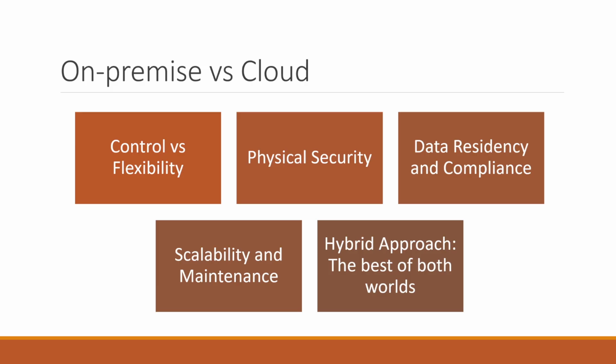Then we've got scalability and maintenance. On-prem is a very manual and slow process to scale, while the cloud is very fast. And so what we normally see here is the hybrid approach. We call it the best of both worlds, where we'll put some stuff on-prem and some stuff in the cloud. Things that are going to be very sensitive to us, we might keep on-premise, while we may have some of the less sensitive stuff in the cloud, allowing us for scalability and flexibility.